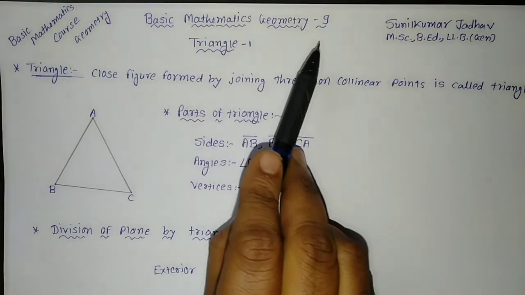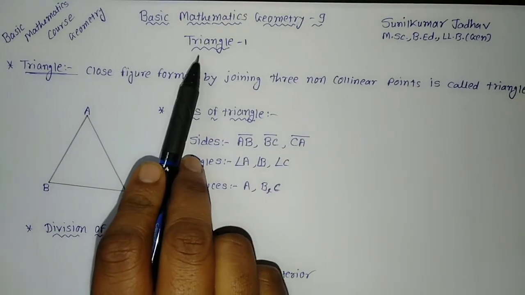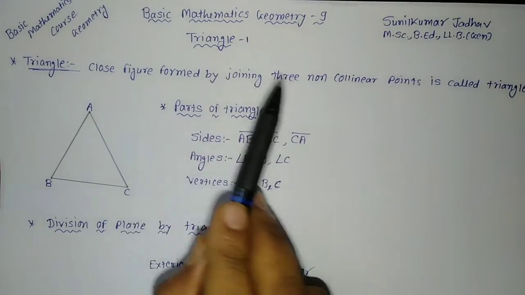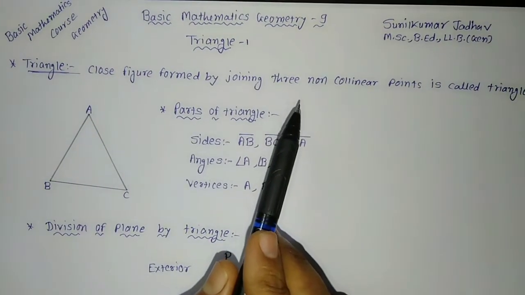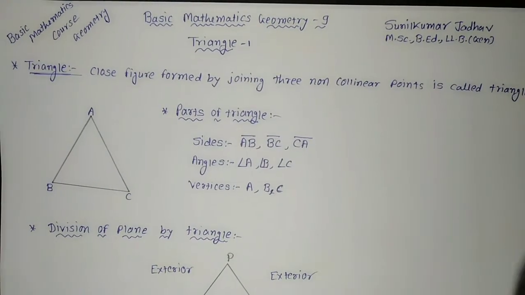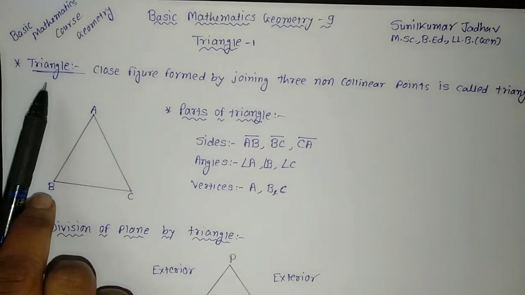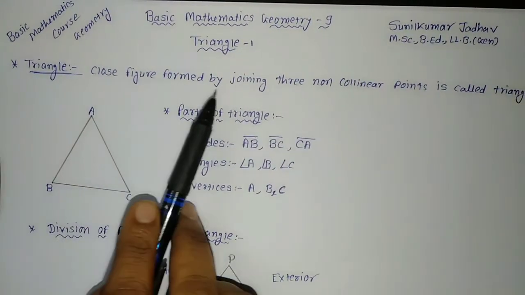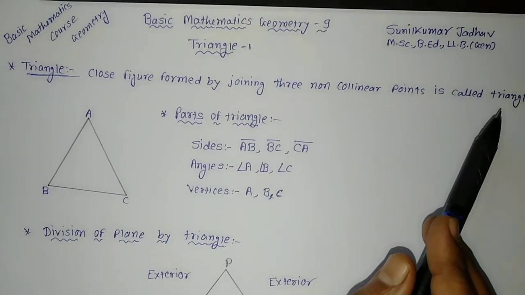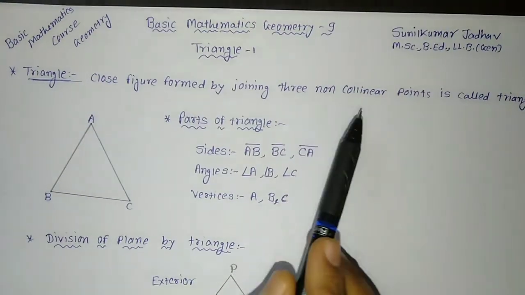Basic Mathematics Geometry, this is Part 9, in which we are going to learn about the triangle. It is Part 1 of the triangle. We have seen the different parts of geometry in the earlier videos. Let us begin. First of all, what is a triangle? A triangle is a closed figure formed by joining three non-collinear points. It is a closed figure formed by joining three non-collinear points.